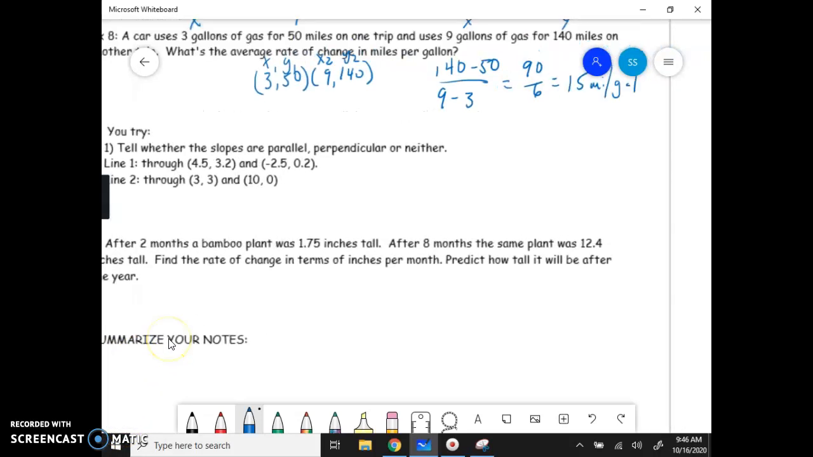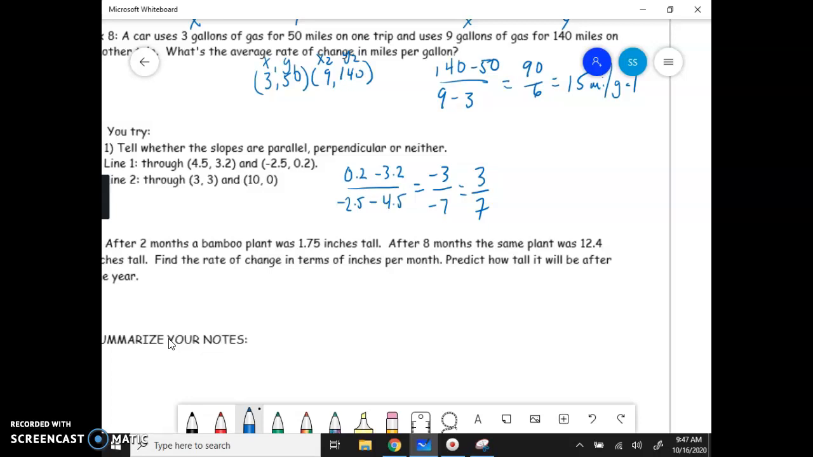Okay, hopefully that was enough time. We've got some decimals here, but that's okay. We got 0.1 minus 3.2 over negative 2.5 minus 4.5. So we get negative 3 over negative 7. Remember, if they're both negative, the actual answer is positive. Negative over a negative is a positive. And so this is the slope here. Let's check the other one out.